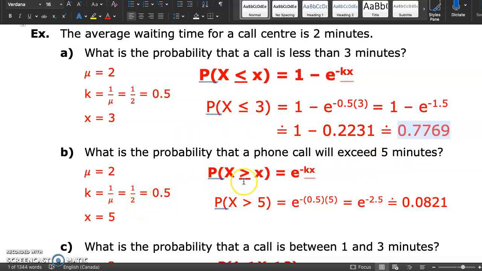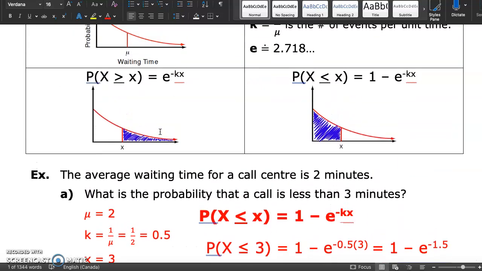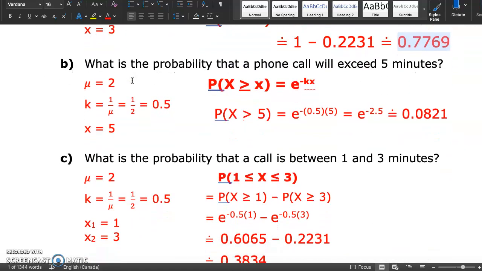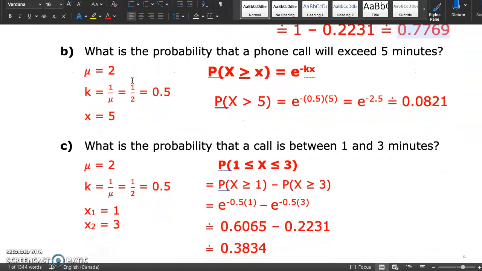What is the probability that the next phone call will exceed 5 minutes? So here, notice that this is area to the right of the curve. We're asking for a greater than inequality statement. So that being said, probability x is greater than a particular value of x is equal to e to the negative kx. Our value of k is, well, mu is 2 minutes, so 1 over 2, we get 0.5. And x is 5. Substitute and evaluate. We end up with that outcome happening about 8% of the time.